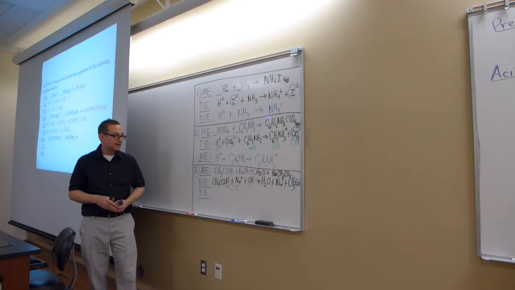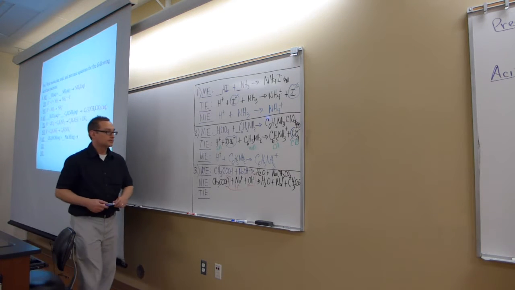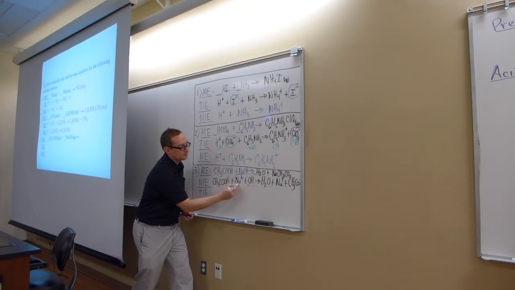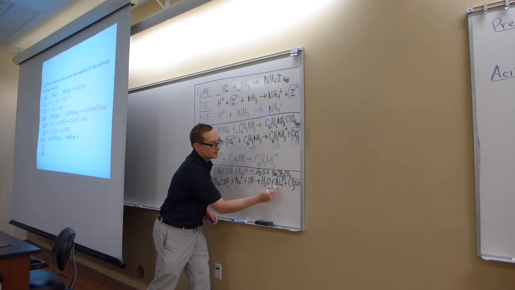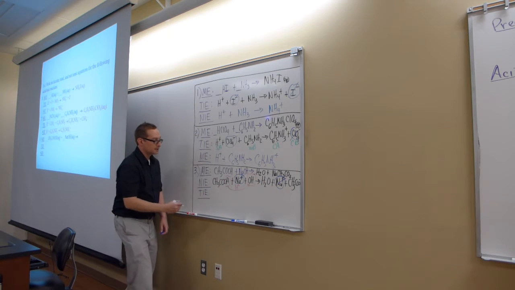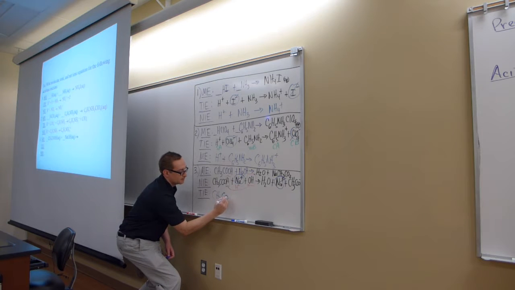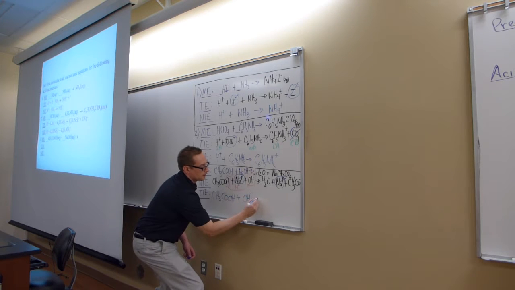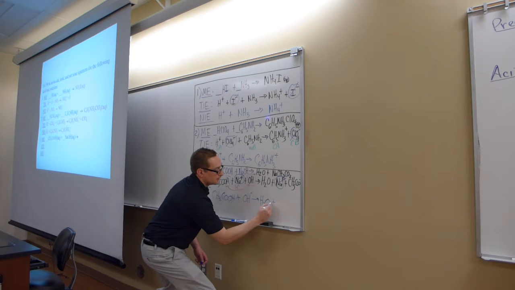Okay, and then to finish this out, net-wise, we look at the ions that are staying the same. Sodium is the same on both sides, so those are spectators. So net-wise, we get acetic acid with hydroxide, and we're going to form water and acetate.